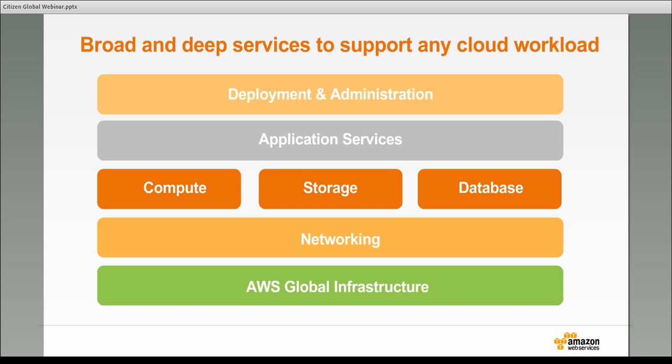So Amazon Web Services provides a broad set and a deep set of services that can support any workload in the cloud. And in the middle of this slide, there are three key components. You can think of it as that three-legged stool, if you will. The three main components that AWS provides are compute. You can think of those as virtual machines of Windows and Linux variants. In the middle is our storage component and the services around that.